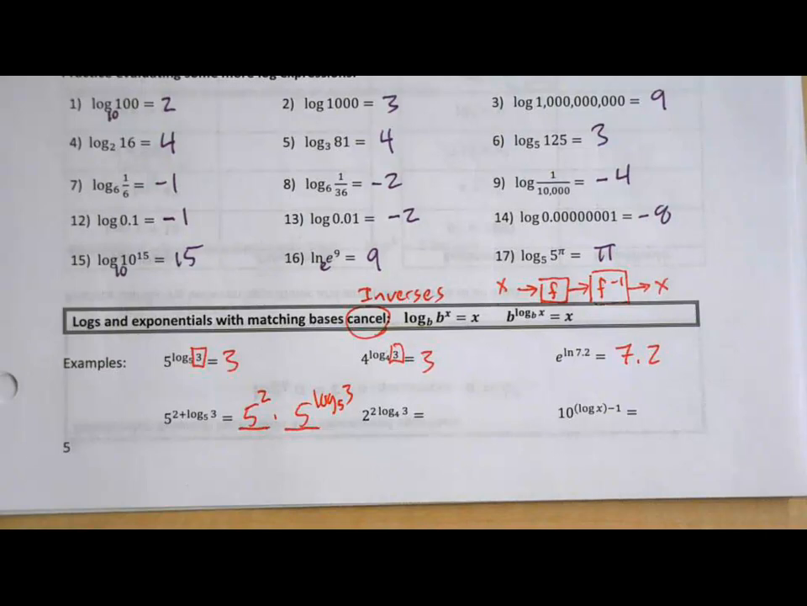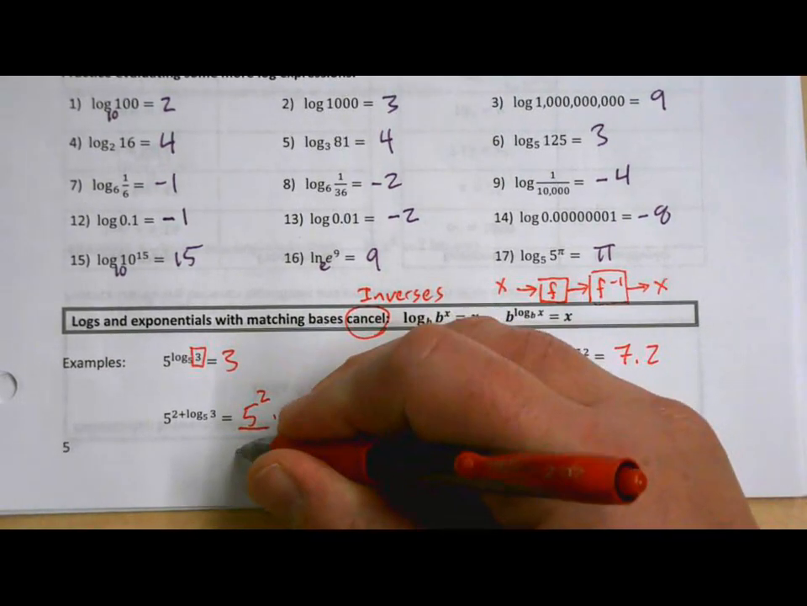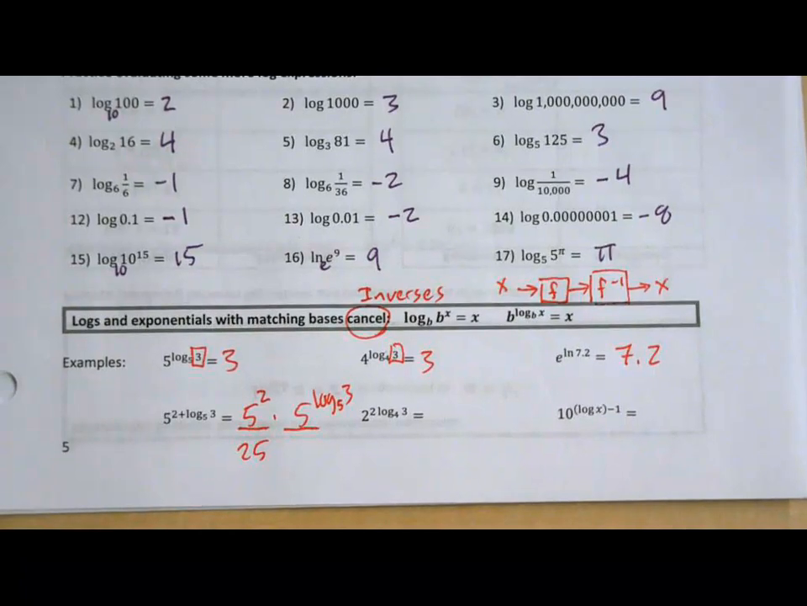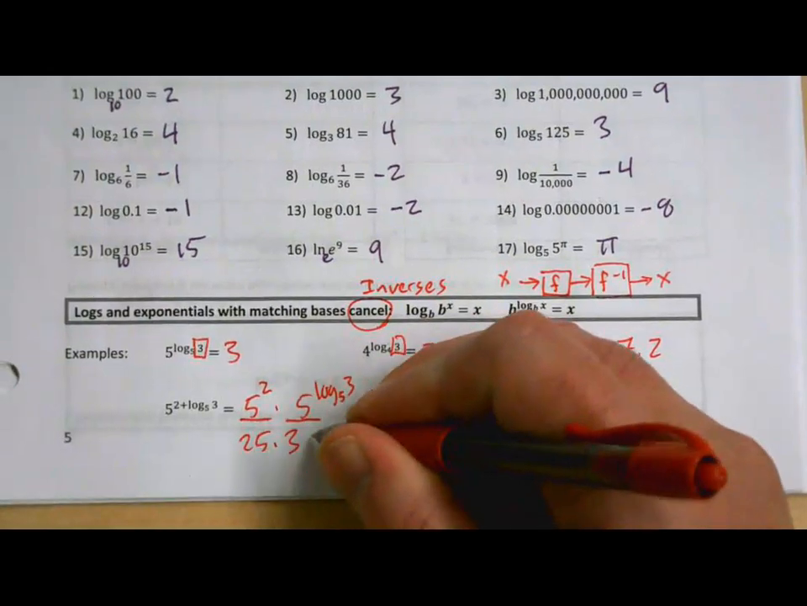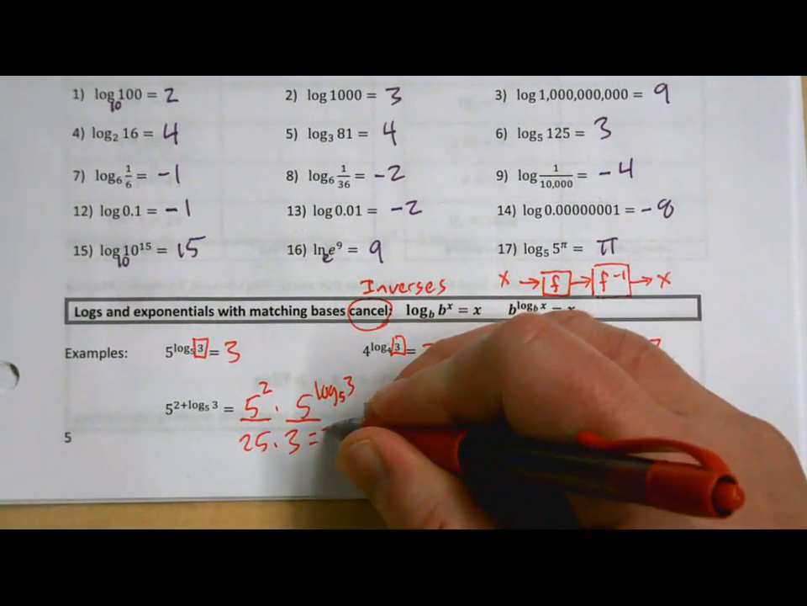We all know what 5 squared is, right? And what's 5 to the log base 5 of 3? 3. So the final answer is 75.